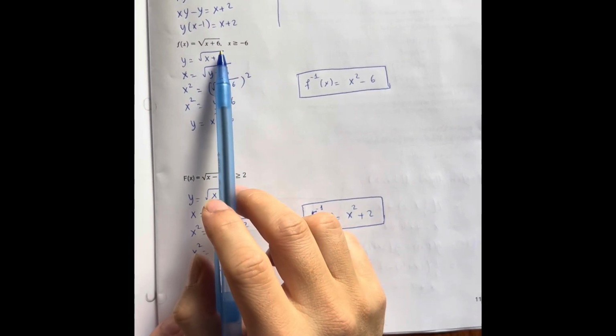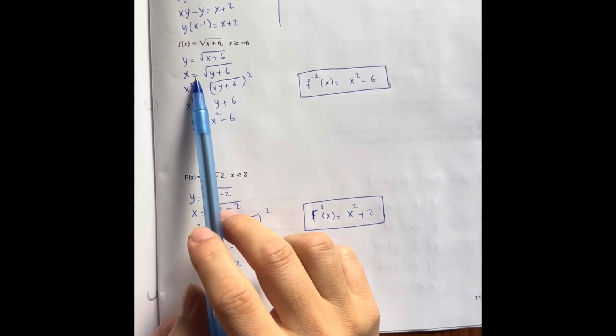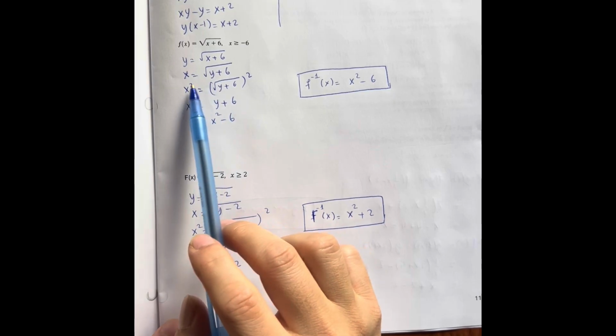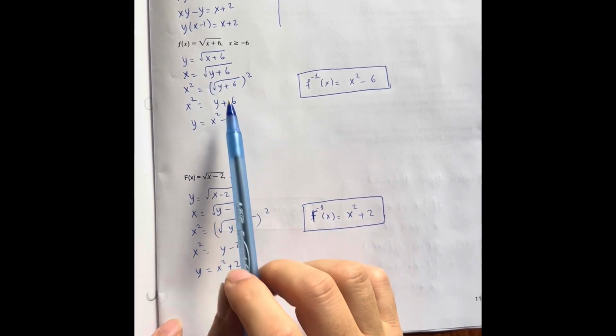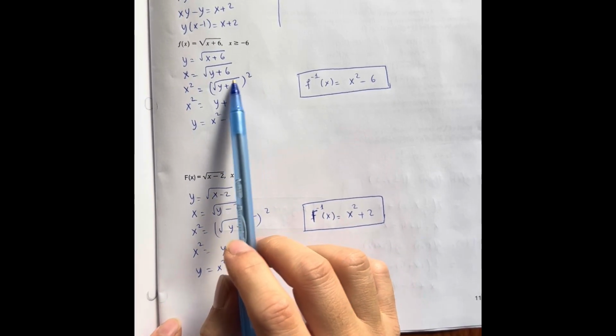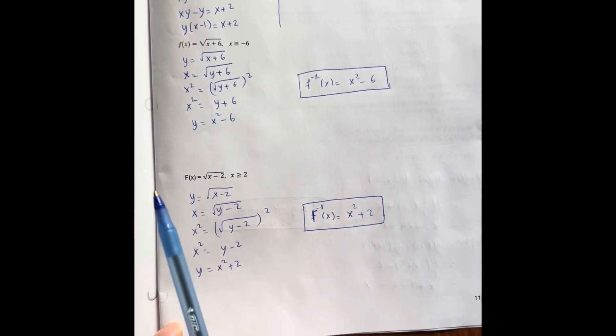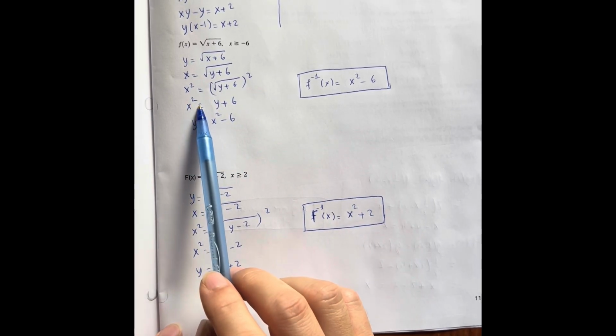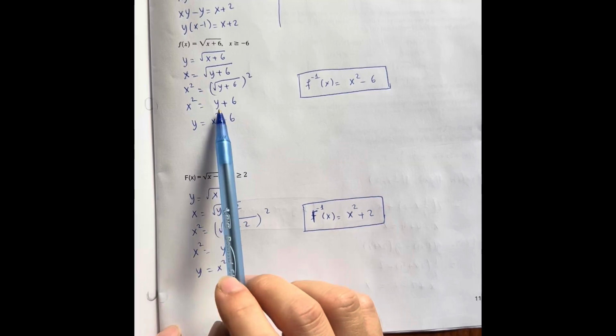For a square root function, when you get to x equals the square root of y plus 6, you can square both sides. So the square is going to cancel with the square root. Here you have x squared equals y plus 6, and then you can isolate the y.